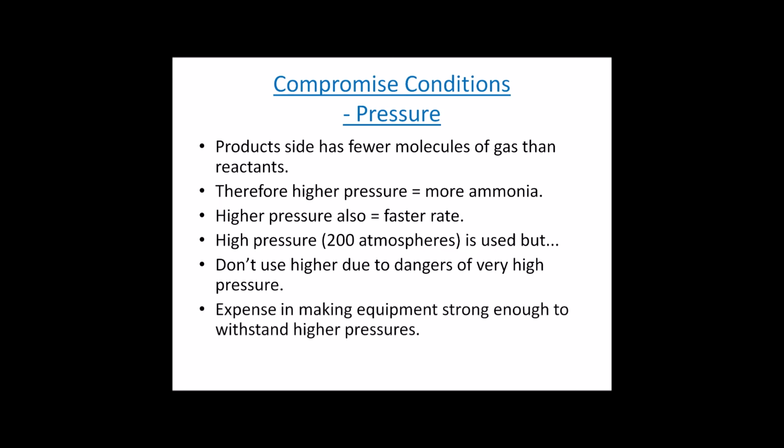Another problem with using really high pressure is as you start to increase the pressure higher and higher, you have to make your reaction equipment stronger to deal with those kind of pressures, and that makes it expensive. So we use a compromise value of 200 atmospheres of pressure to balance our desire for an increased rate and an increased yield with the cost of making the equipment for that.